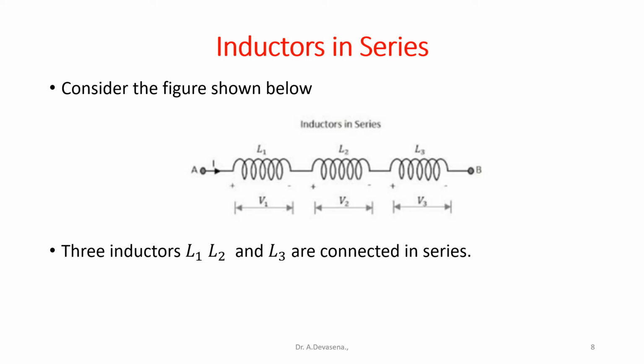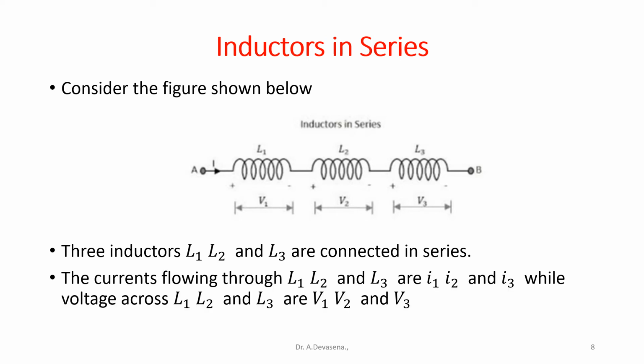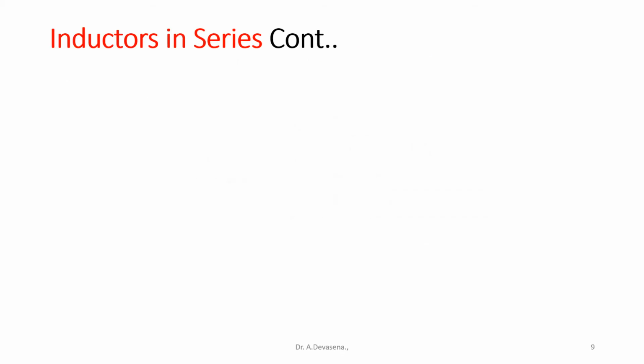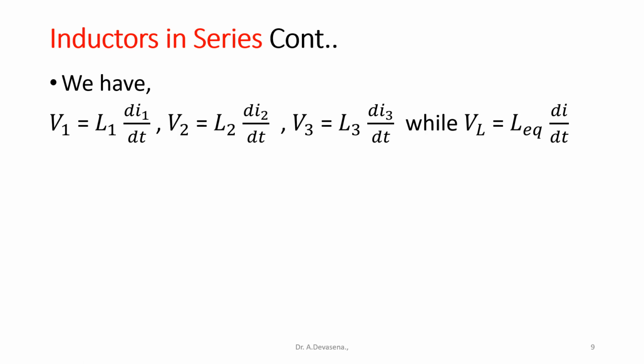The three inductors L1, L2 and L3 are connected in series. The currents flowing through L1, L2 and L3 are I1, I2 and I3, while the voltage across L1, L2 and L3 are V1, V2 and V3. We have V1 is equal to L1 dI1 by dt, V2 is equal to L2 dI2 by dt, V3 is equal to L3 dI3 by dt, while VL is equal to L equivalent di by dt.